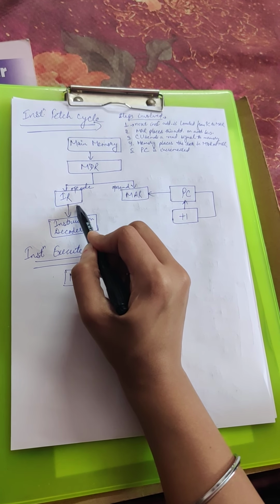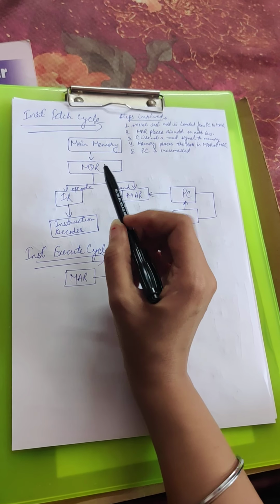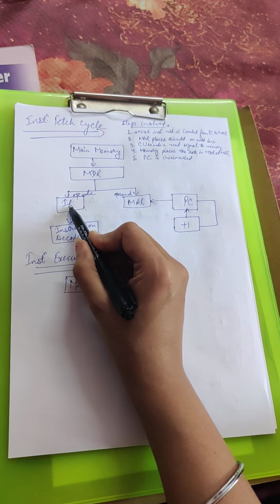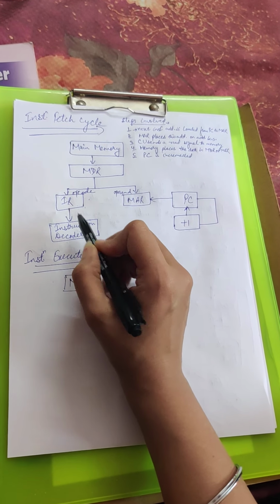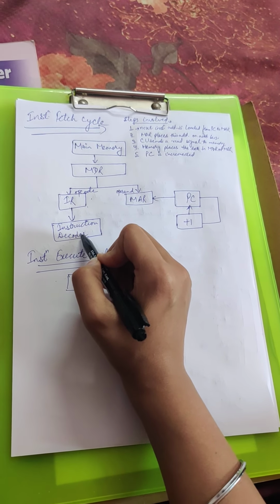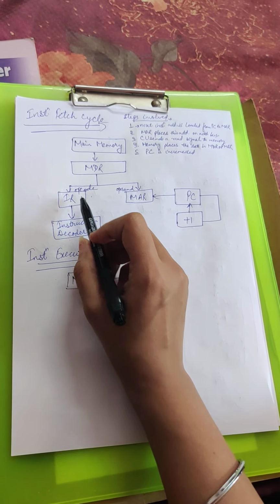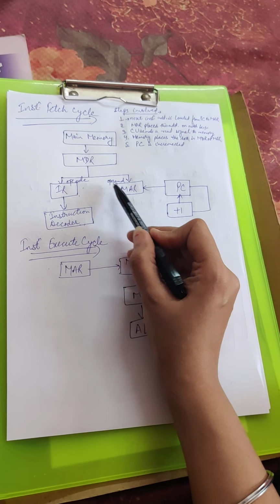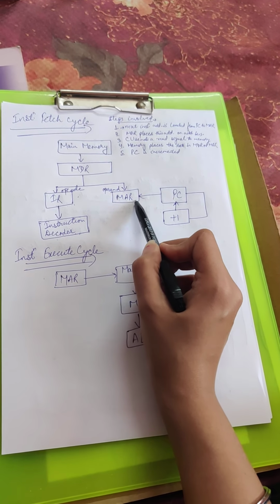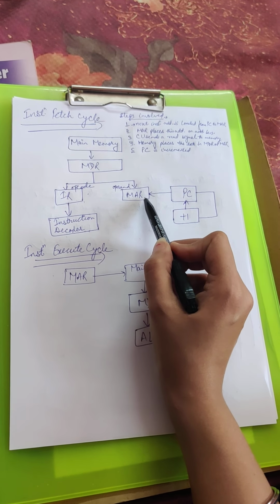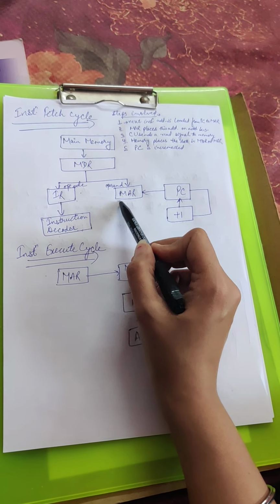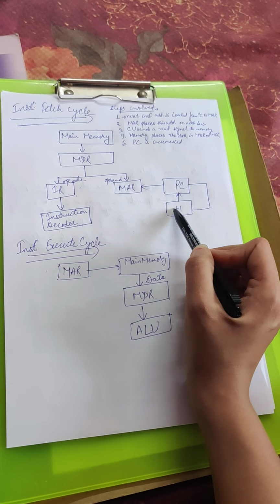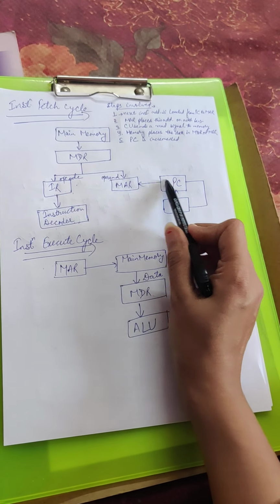Opcode is loaded into IR, the instruction register, which tells which operation is to be performed. So we have to decode this value. The instruction decoder is used to decode this opcode, so that we can understand what operation is to be performed. And the operand, meaning the data on which the operation is to be performed, is placed in MAR. And then after this, the program counter is incremented for the next instruction to be fetched.